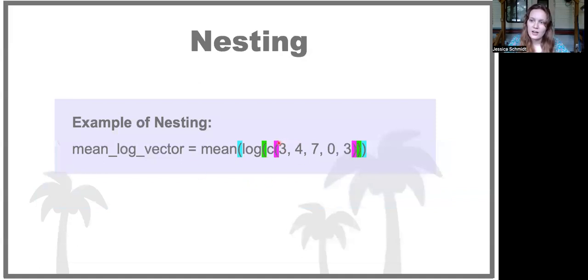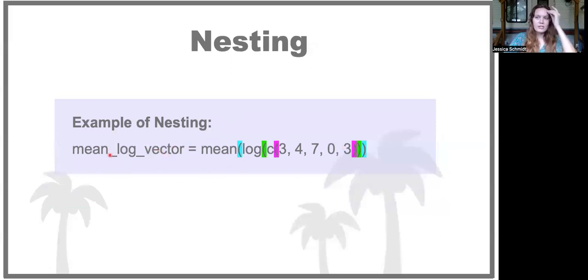So working from the inside out, this command first creates a numeric vector with 3, 4, 7, 0, and 3. Then the log is taken of each value in the vector. So it takes log 3, log 4, log 7, log 0, log 3. Remember that doing math on our vectors. And then finally, it takes the mean of that entire vector. So all of the values that are the output of the logs, it takes the mean of that entire list and stores it in the object mean log vector.